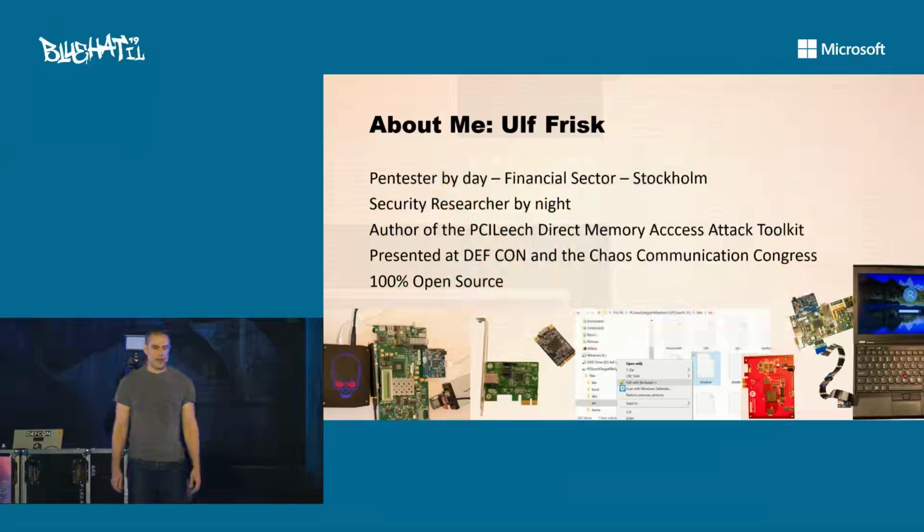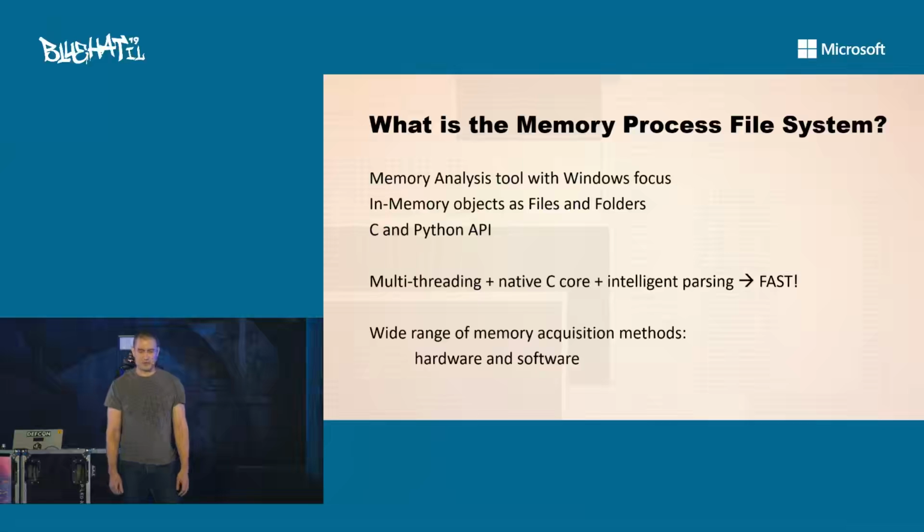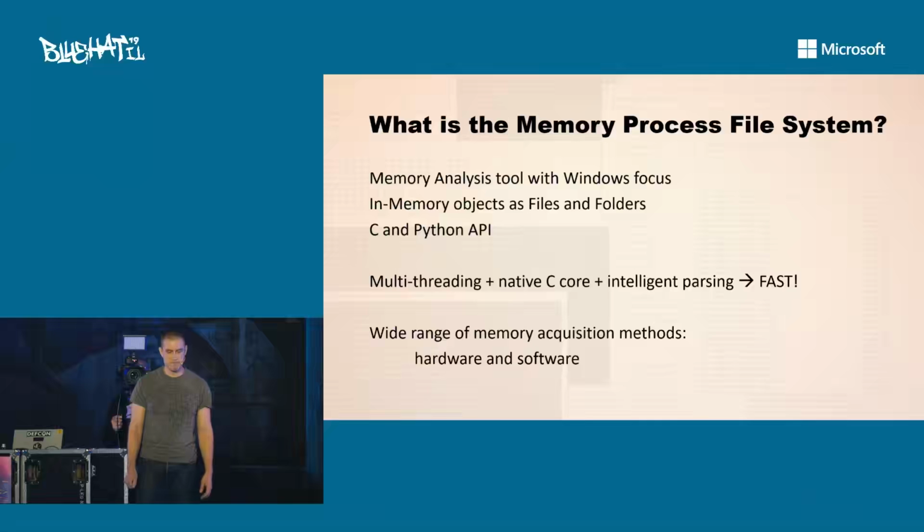Everything that I've been doing is 100% open source, and up until now it's been very attack-focused, but I thought it would be kind of awesome to do something for the blue team as well, and that is what the memory process file system is. It's a memory analysis tool with a very strong Windows focus, which allows you to visualize in-memory objects as files and folders in a file system. It comes with a C and Python API, and since I combined multi-threading with a native C core and some intelligent parsing, it's quite fast. It also comes with a wide range of memory acquisition methods, both hardware-based and software-based ones.